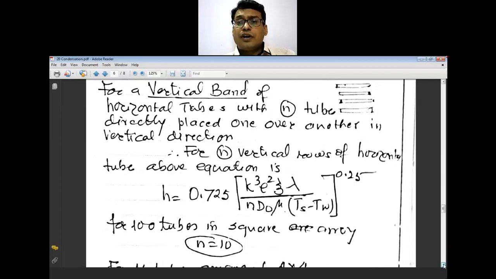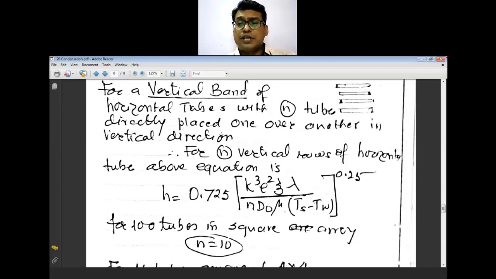Then a vertical bank, one tube below the other. Then a vertical bank of horizontal tubes with the tubes directly placed one over another, one over the other, the second over the third, like this. So you have to count the number of tubes.